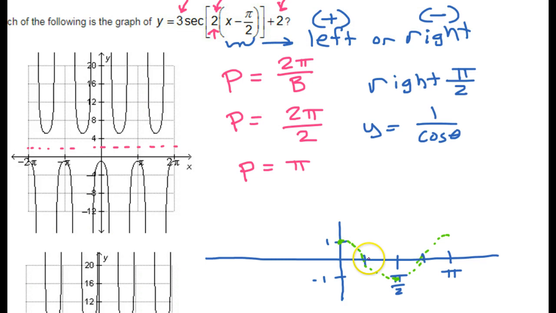We've learned that there are asymptotes everywhere cosine touches the x-axis. So there's an asymptote right here, and there's an asymptote right here.